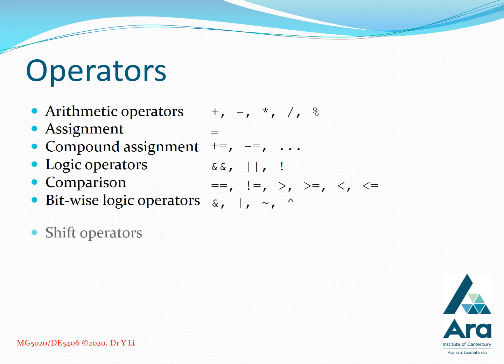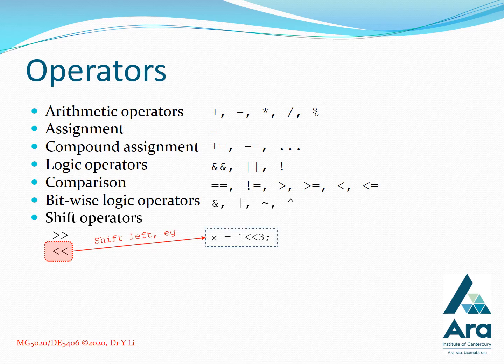The next group of operators is shift operators. We have two of them. One is for you to shift to the right-hand side, the other is for you to shift to the left. Every time the value shifts to the right by 1 bit, the value will be halved. When the value shifts to the left by 1 bit, the value will be doubled. Shifting to the left is very useful in microcontroller programming.